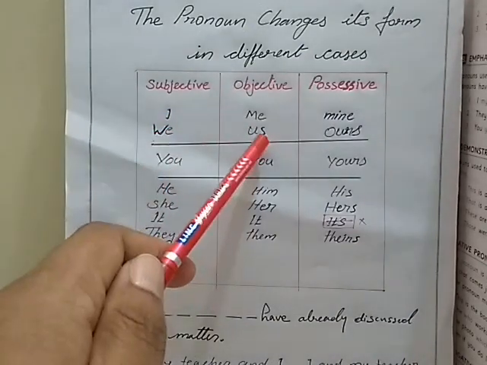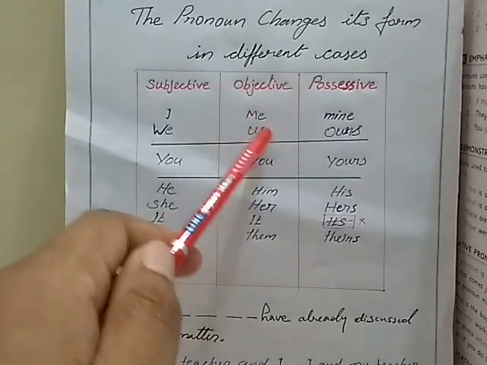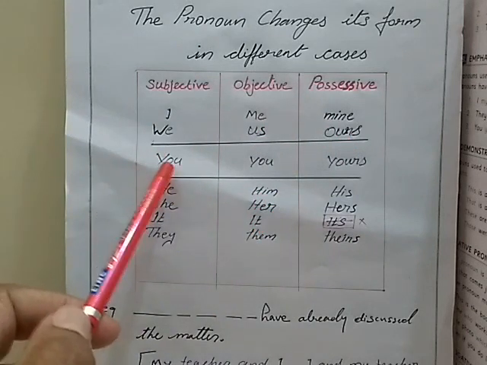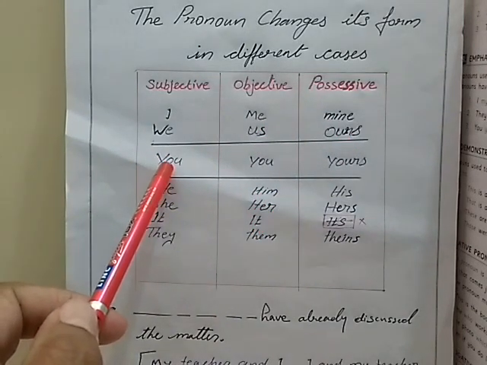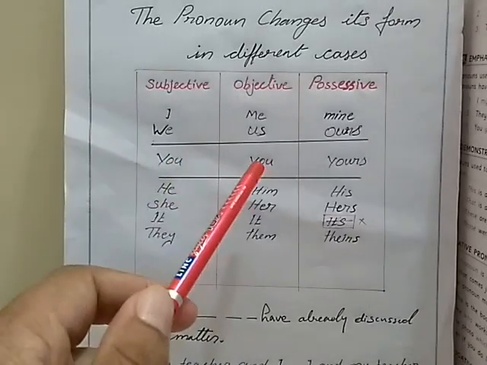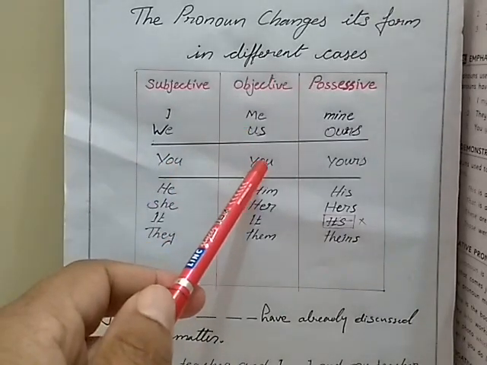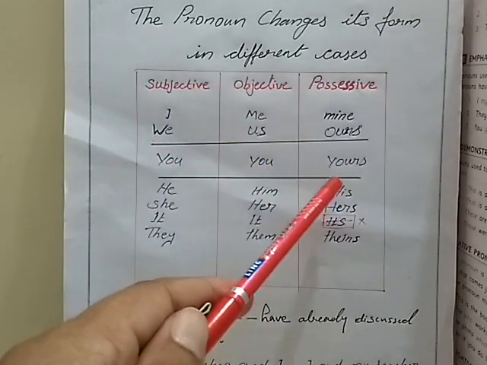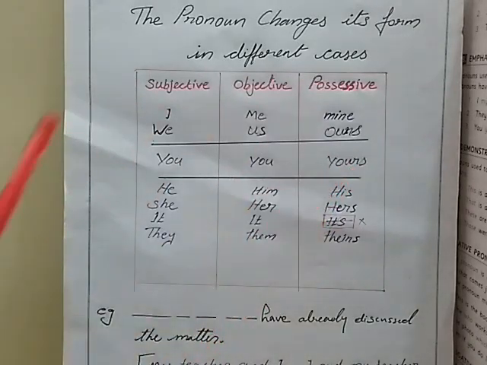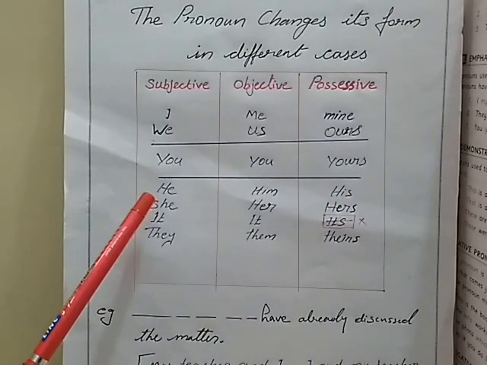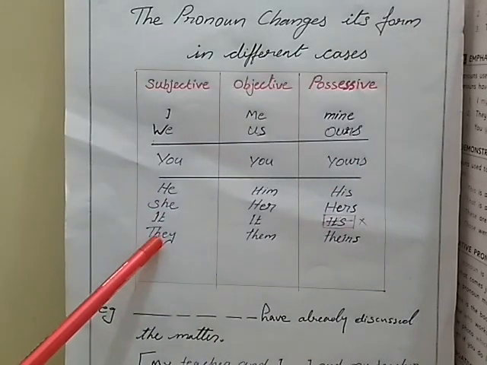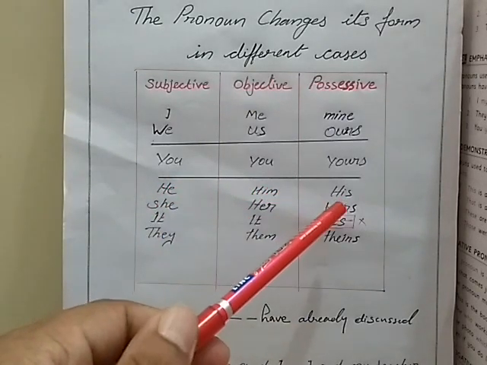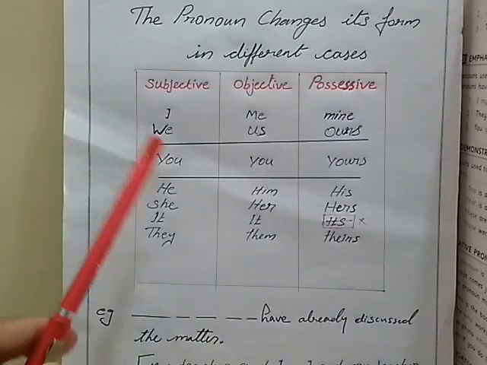We, subject; us, objective; and ours, that is the possessive case. You, in the subject place we use this pronoun as you, and in the object place also we use you, the same as subjective. Both are you. And in the possessive place we will use yours. And this is the third person singular, and the last one is the third person plural. He will become him in the object place, and his as the possessive pronoun.